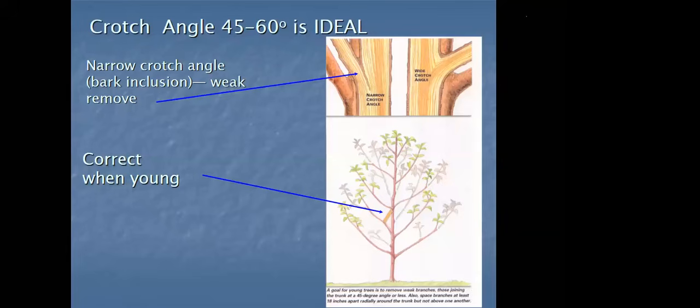Here's a side angle view of what that narrow crotch angle looks like, and you can see this is the included bark in here that makes it a weak wooded plant or weak branch angle.